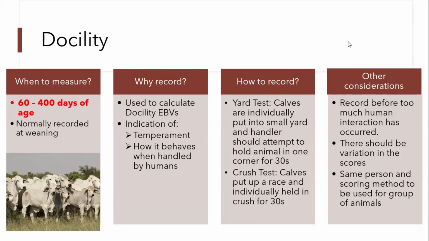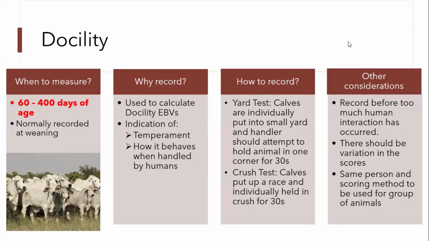So you can find more information on this. But in the yard test, you have a handler that tries to keep the calf in a corner in a small yard for up to 30 seconds, and you see how it behaves. And then you can also do a crush test where you keep the calf in a race for about 30 seconds. We'll look into the docility scores just now.